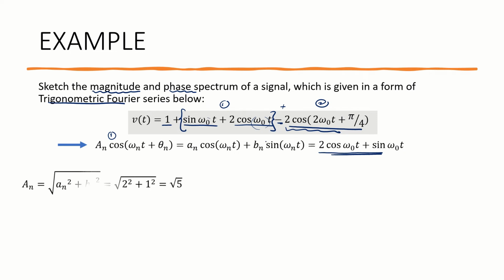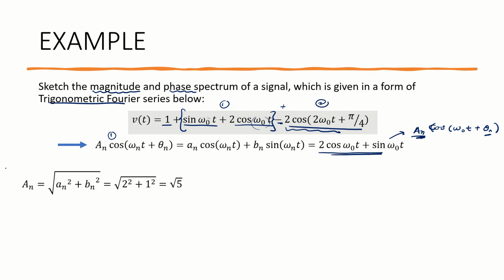So from here, this should be a_n cos(omega naught t plus theta_n), right? So we need to identify the value of the amplitude and the value of the phase.